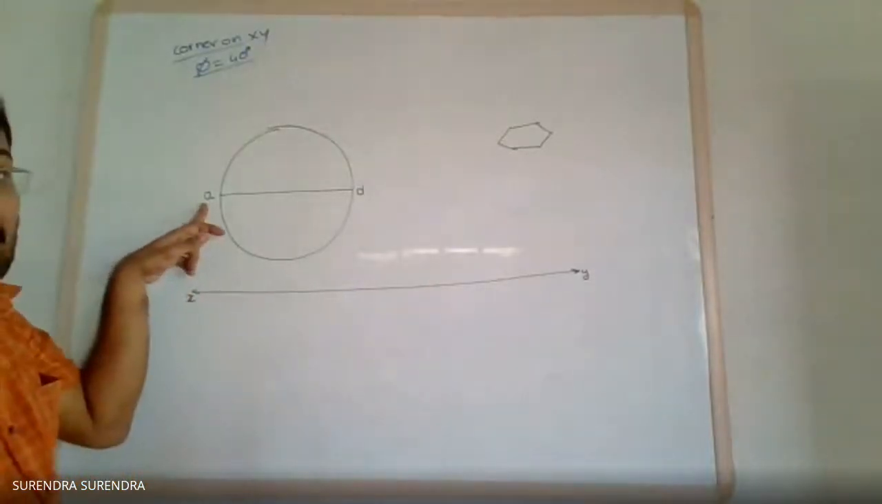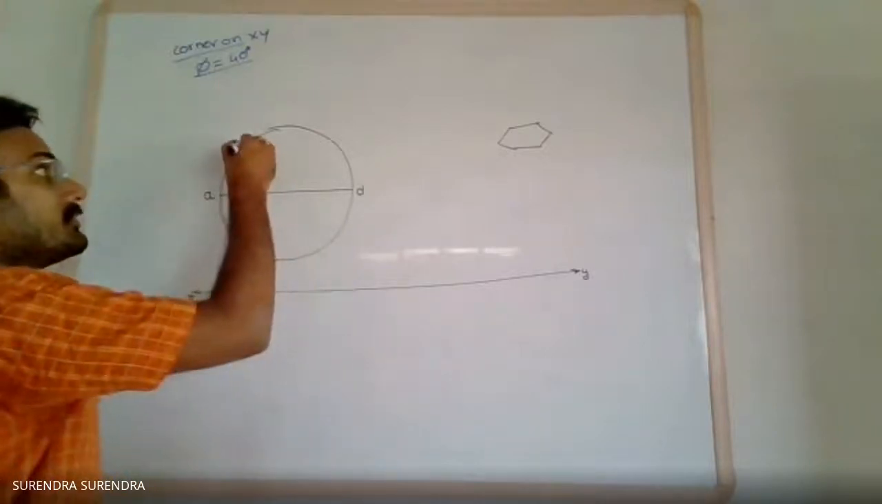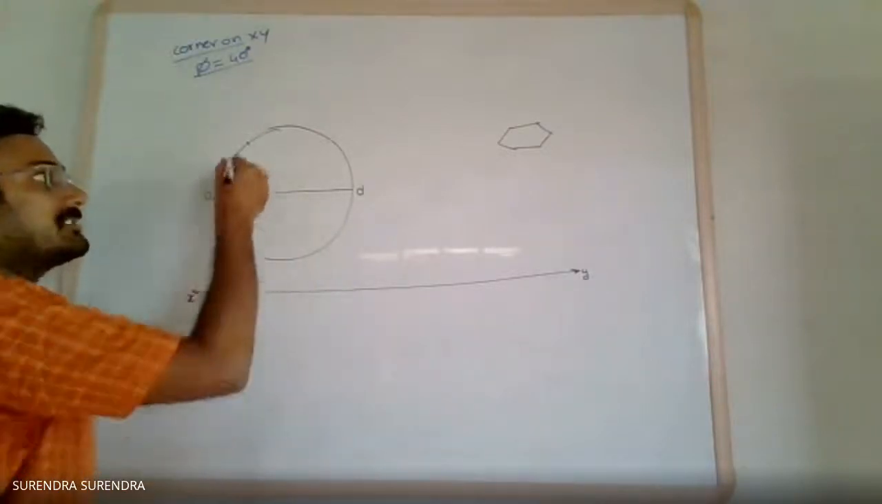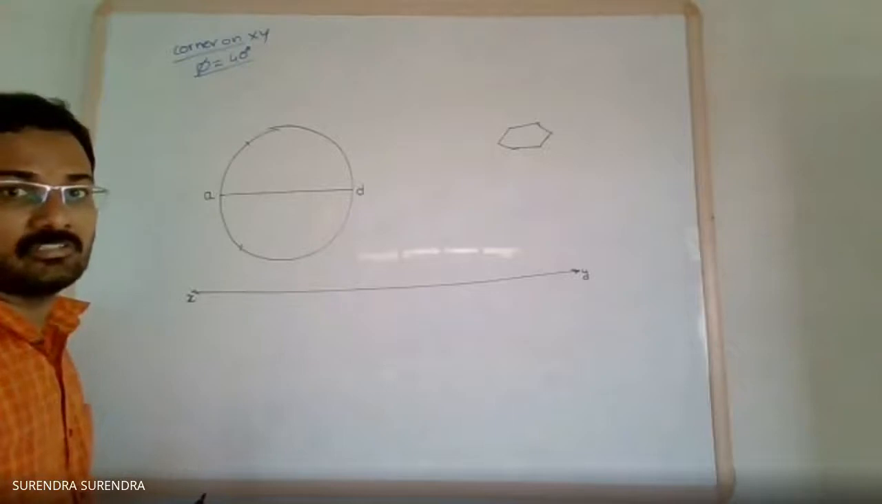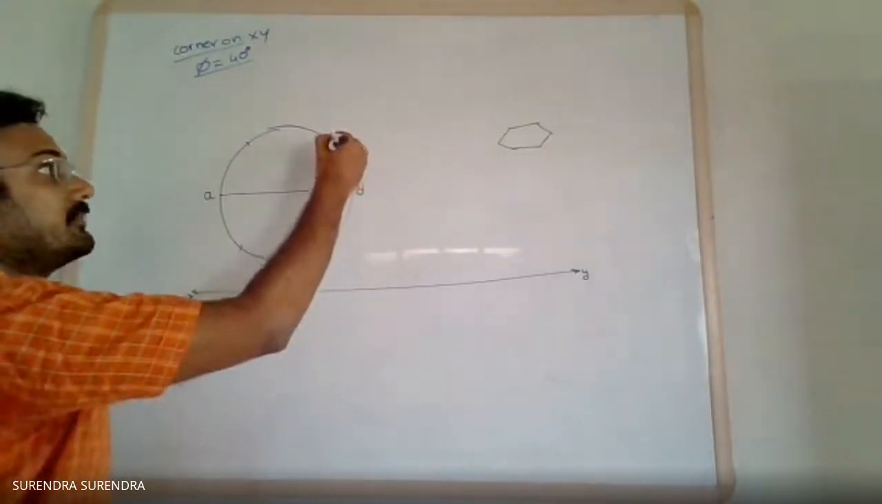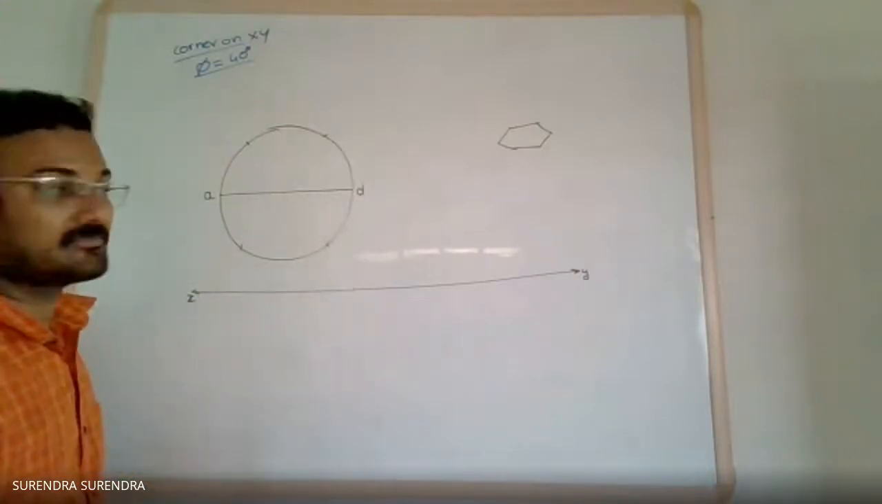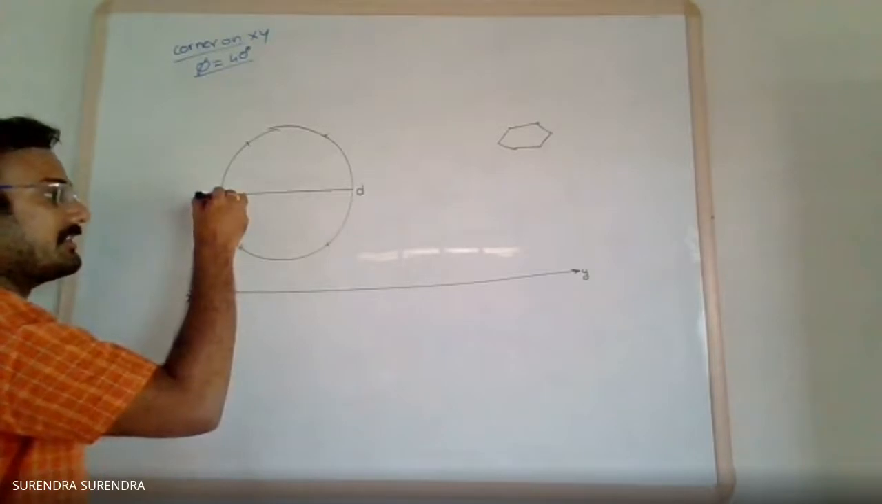A center, radius equal to 25 mm side length. Draw on both the sides. A center 25 mm radius, draw arcs on both the sides. Similarly, D center 25 mm radius, draw arcs on both the sides. Join this with a straight line.